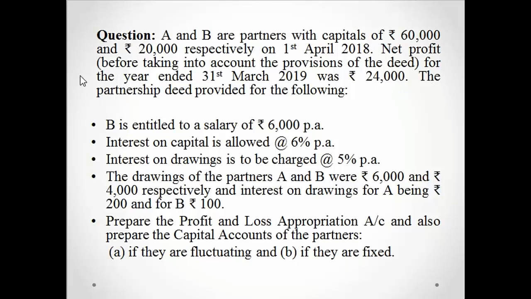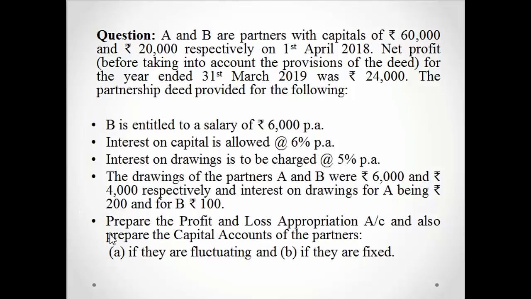Then the question says the partnership deed provided for the following. First adjustment, partner B is entitled to a salary of rupees 6,000 per annum, and the second adjustment says interest on capital is allowed at the rate of 6% per annum. Interest on drawings is to be charged at the rate of 5% per annum. The drawings of partners A and B were rupees 6,000 and rupees 4,000 respectively, and the interest on drawings for A is rupees 200 and for the second person B, 100.